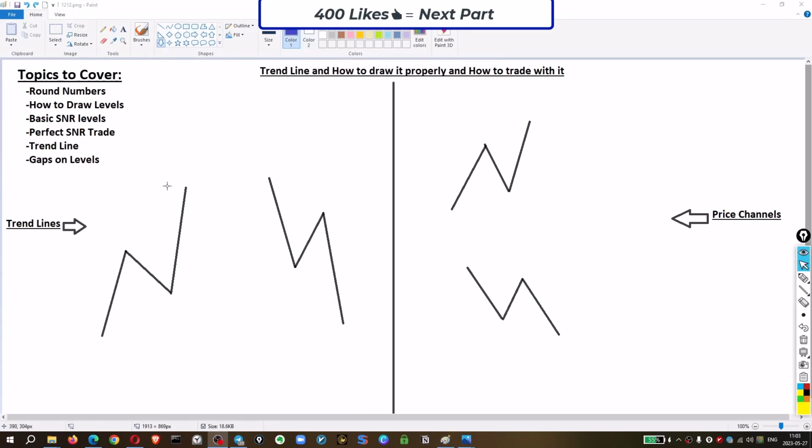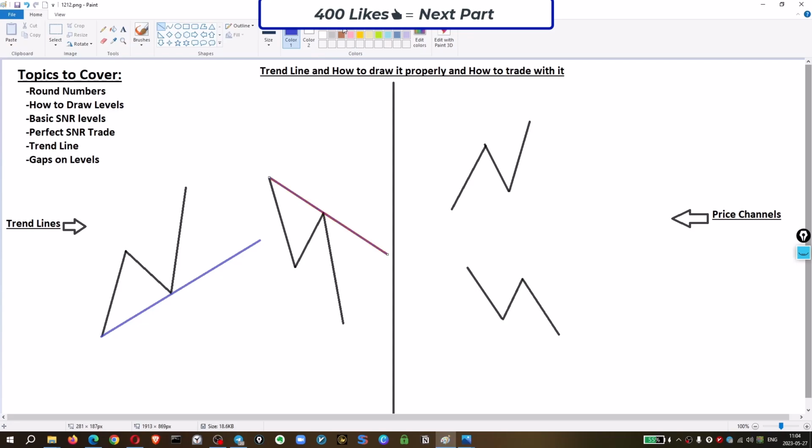In order to draw the perfect trend line, we need 2 points. So this is the first point, this is the second point. This is the first point, this is the second point. So we can draw the trend line. Let's draw it. This is the proper trend line for buy, and this is for sell.